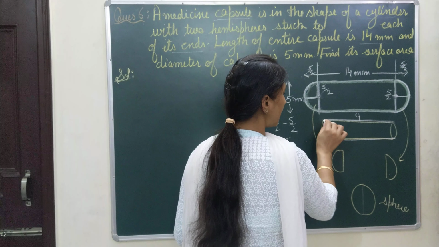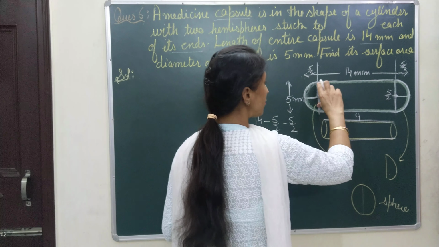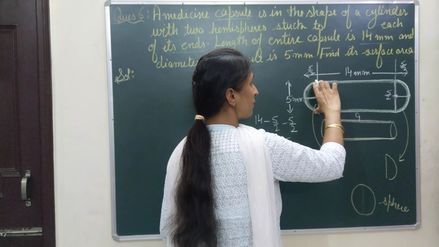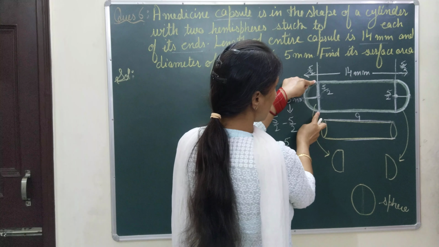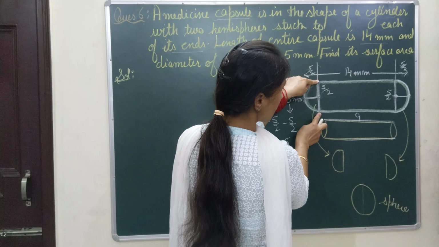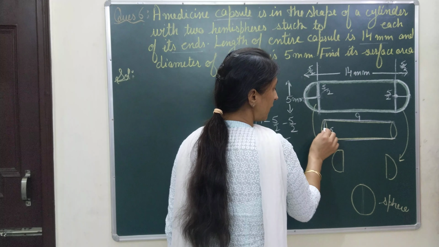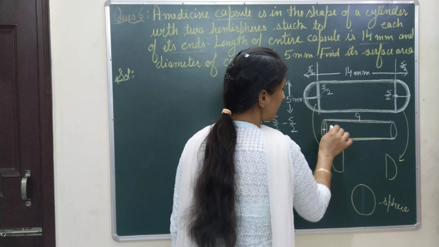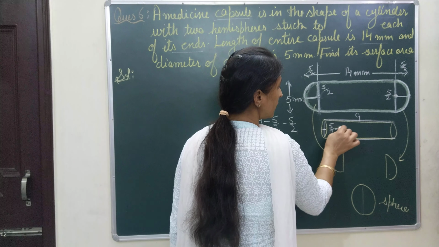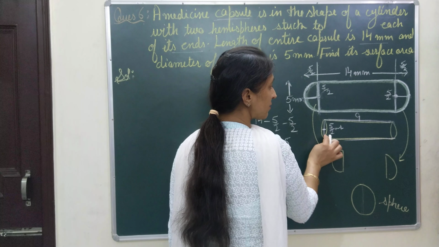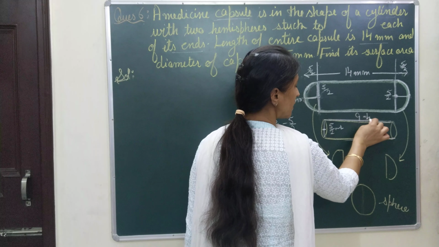Now what about the radius of this cylinder? As you know, this is the diameter for the capsule. The same is the diameter for the hemisphere. The same is the diameter for the cylinder also. So this full length is 5. Then the radius is 5 by 2. So I have got that the radius for the cylinder is 5 by 2 and the height for the cylinder is 9.